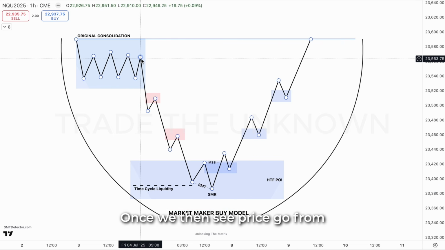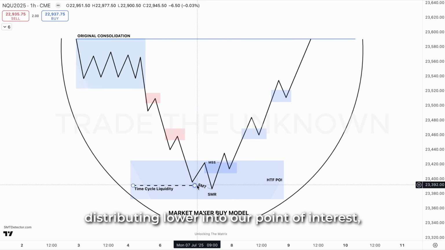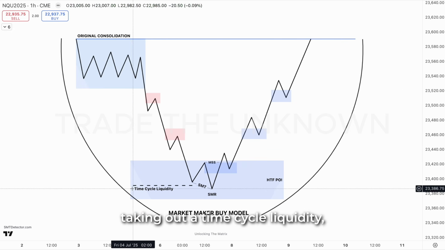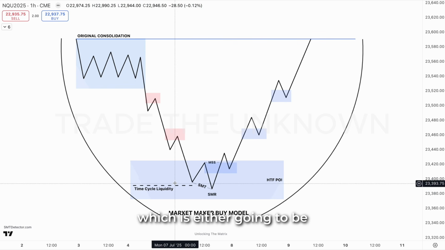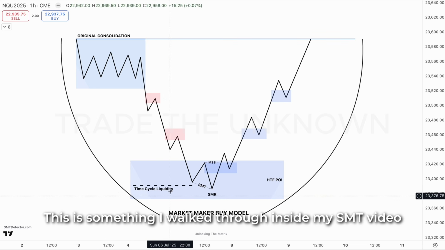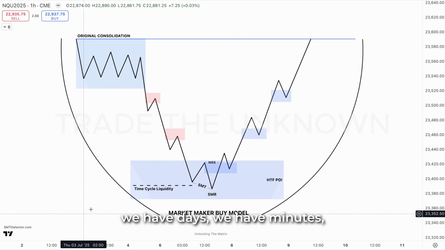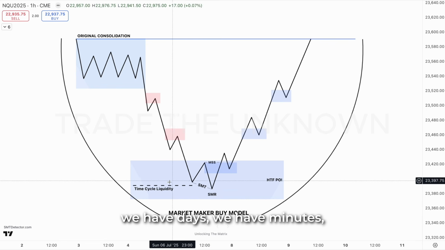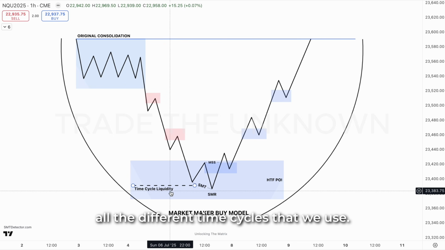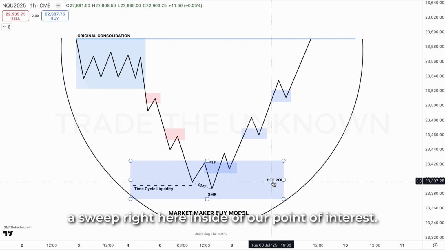Once we then see price go from consolidation distributing lower into our point of interest, taking out a time cycle liquidity, which is either going to be a previous daily low or previous daily high. This is something I walked through inside my SMT video, where I talked about the different types of time cycles we have, where we have sessions, we have days, we have minutes, all the different time cycles that we use. We basically want to see a sweep right here inside of our point of interest.